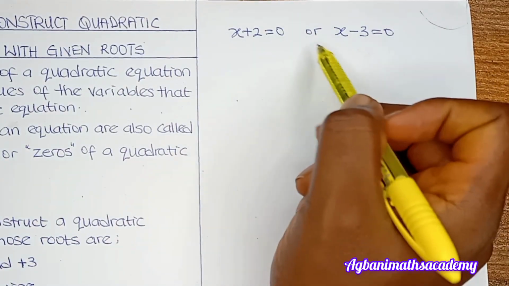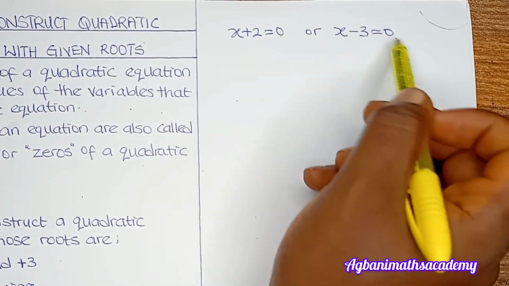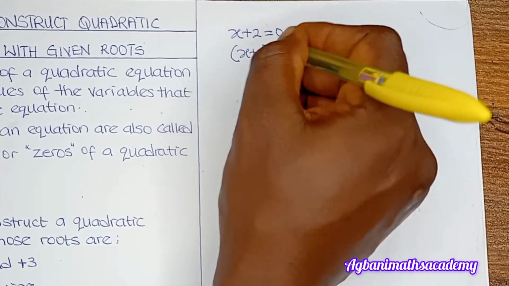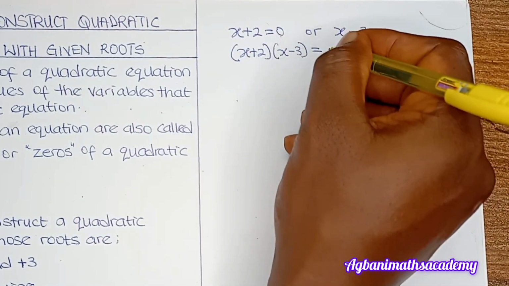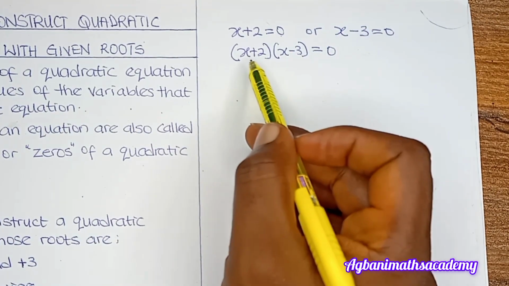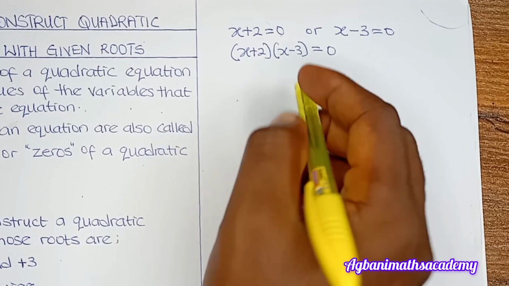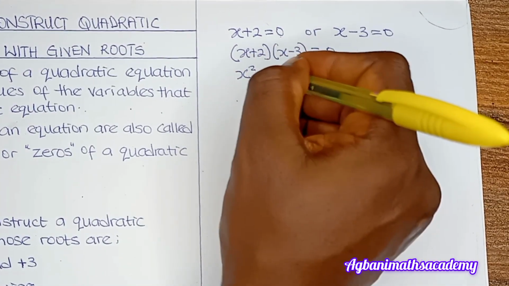So what do we do next? We multiply the two sides. The left sides will multiply themselves and the right sides will multiply themselves. This means x plus 2 into x minus 3 is equal to 0 multiplied by 0, which will give you 0. The next step is to expand the left side of the equation. So x multiplied by x gives you x squared. x multiplied by -3 gives you -3x.